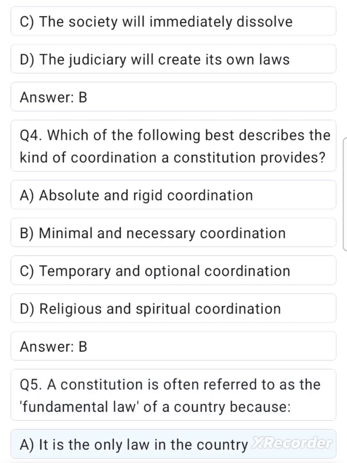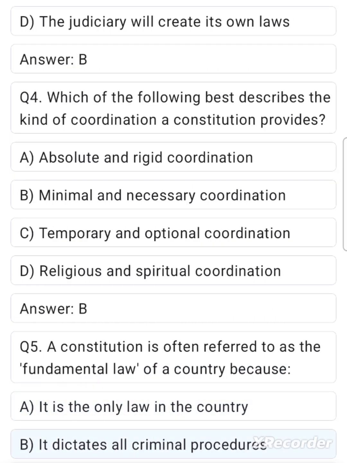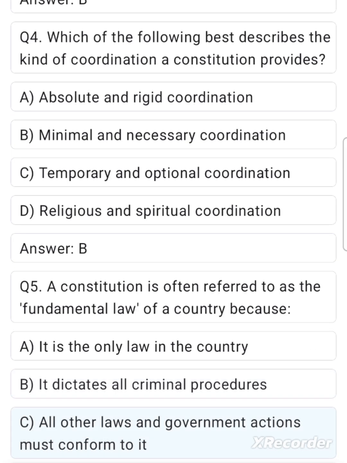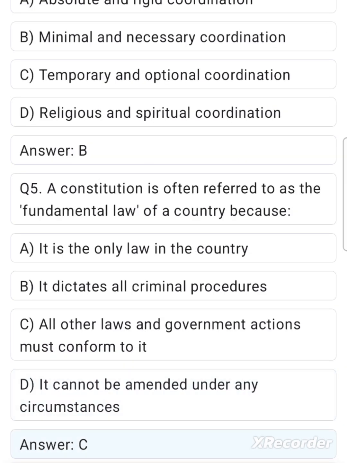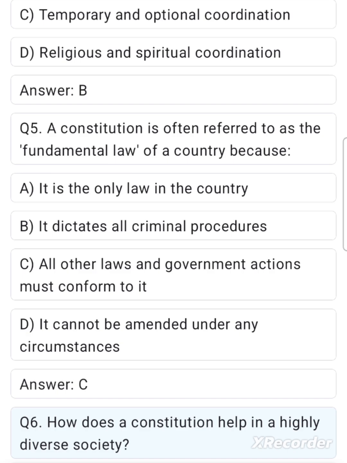Q5. A constitution is often referred to as the fundamental law of a country because A. It is the only law in the country. B. It dictates all criminal procedures. C. All other laws and government actions must conform to it. D. It cannot be amended under any circumstances. Answer. C.